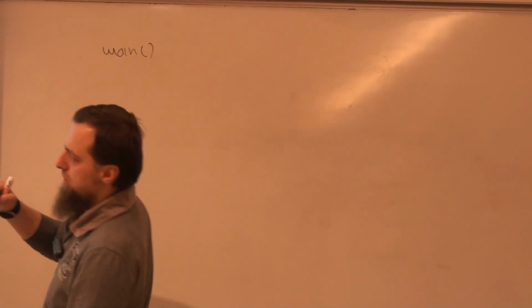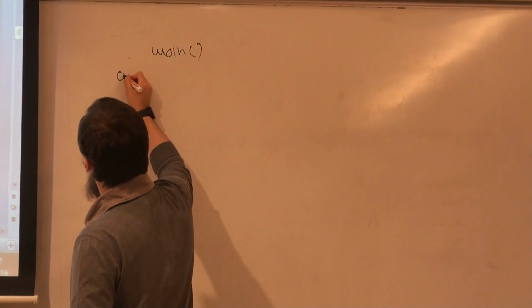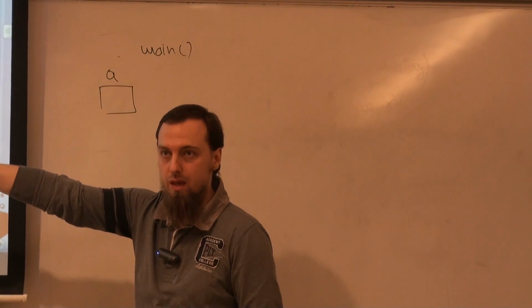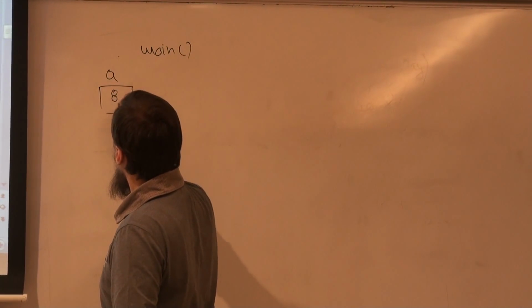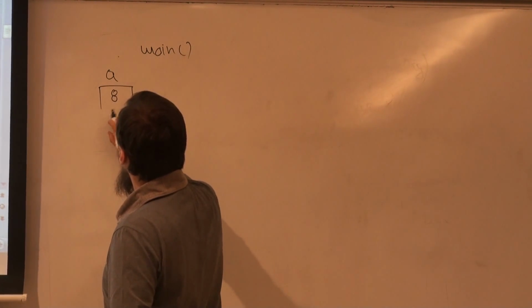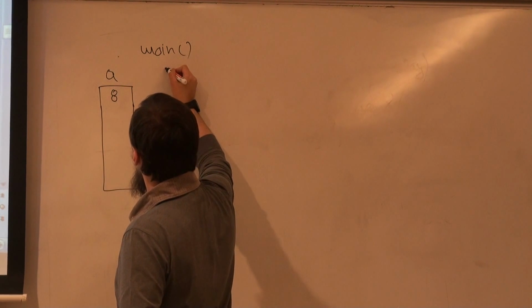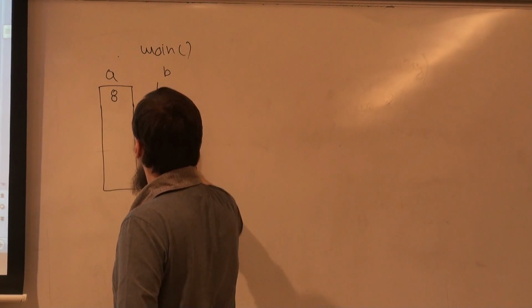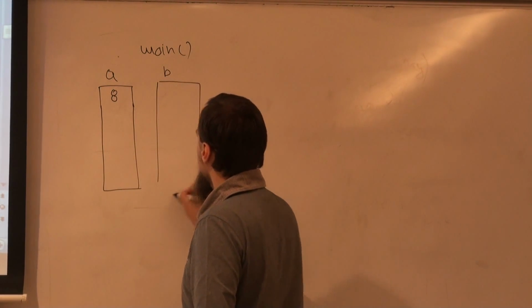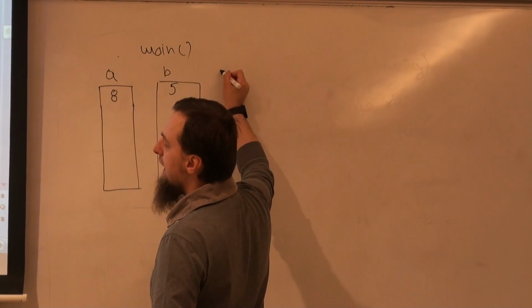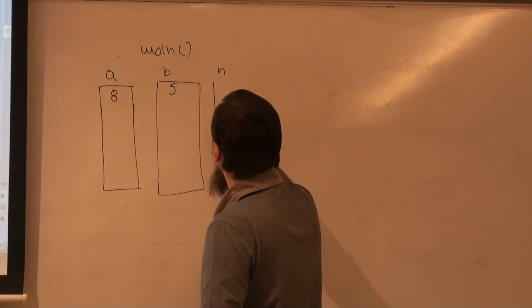Here we have three variables, namely a. Initially, the value of a, as you can see, is 8. Let me write it like this because the values are going to change. We have b. Initially, the value of b is 5. And we have n. And initially, the value of n is 2.